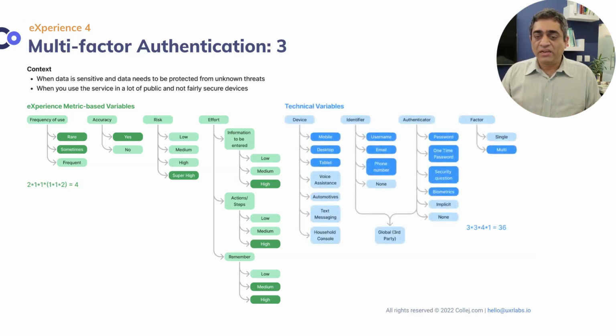So when you look at the technical variables, again, you're going to have the same thing. You're going to have devices, identifiers, and you're looking at multi-factor implementation. And again, because it's 3-factor, you have maybe a password, then you have an OTP and maybe something else when you're doing the transaction. So you're talking about 36 possible technical implementations of the same experience.